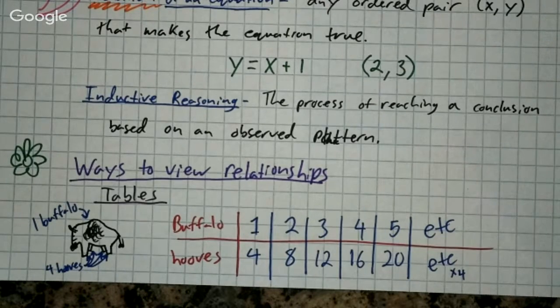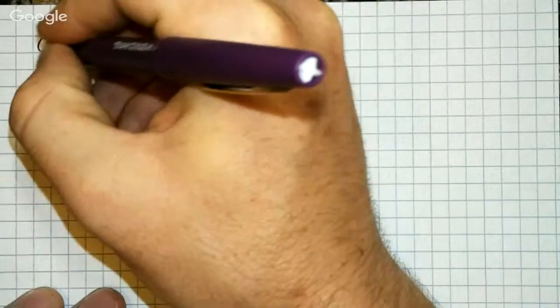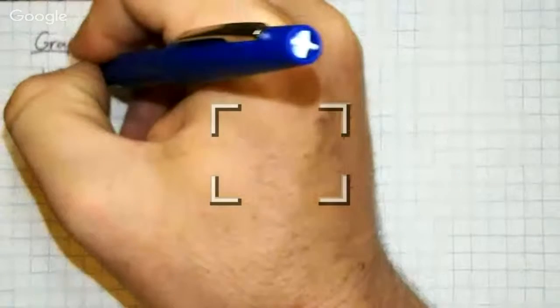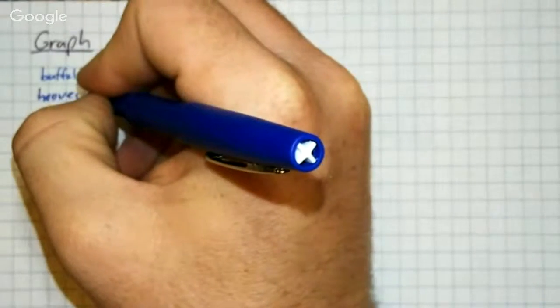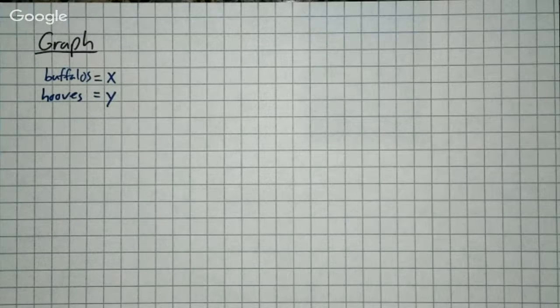I'm out of space here, so I'm going to switch this out. Let's look at another way to look at a relationship, one that we've used quite a few times before, and we're going to put a graph. How do you use a graph to show a relationship? Well, we're going to keep the same relationship, which is our buffaloes and our hooves. The buffaloes are going to be our X value, and the hooves are going to be our Y value.